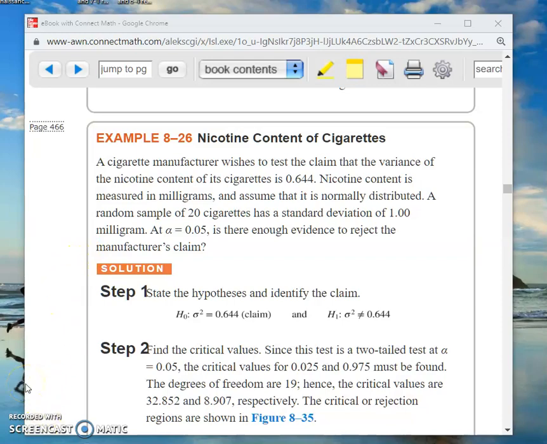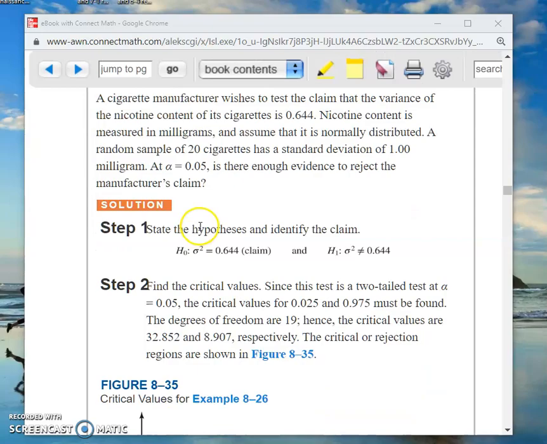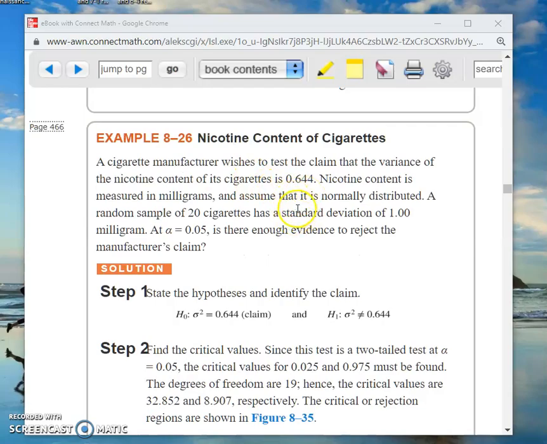Okay, so we assume it's normally distributed, which is one of our requirements. We got a random sample of 20 cigarettes. So n is 20, the standard deviation is 1, and alpha equals 0.05. Is there enough evidence to reject the manufacturer's claim?